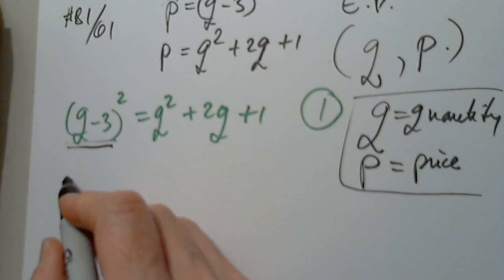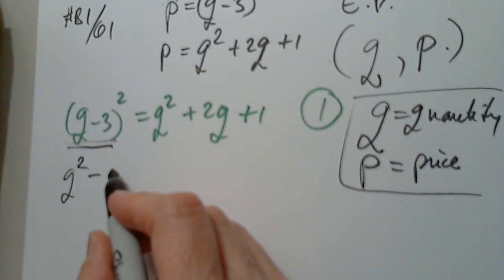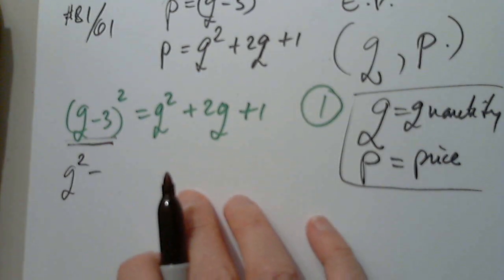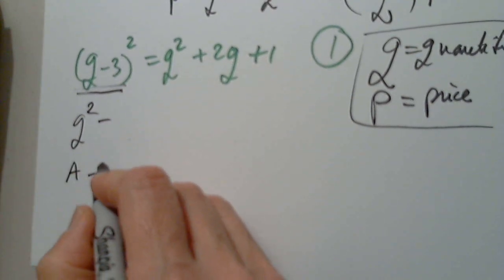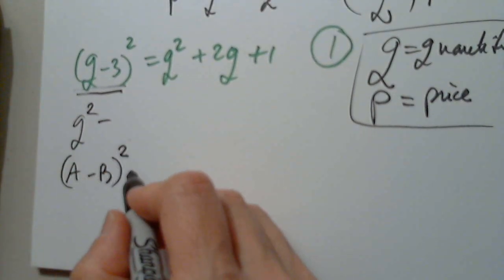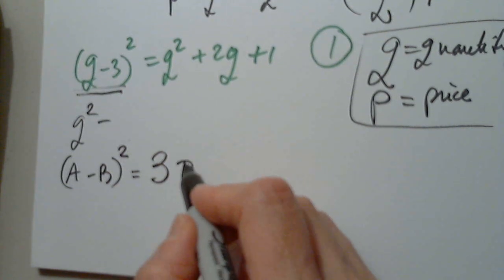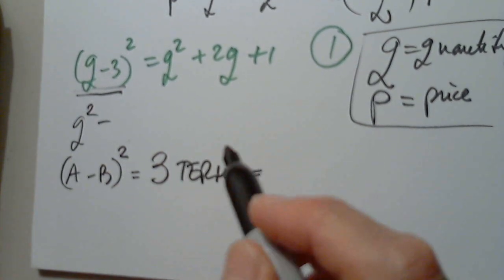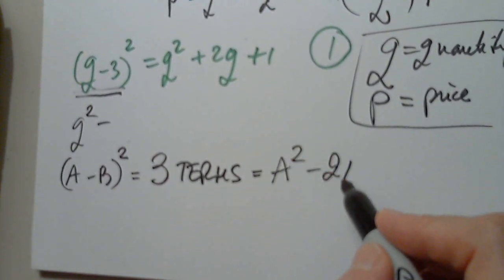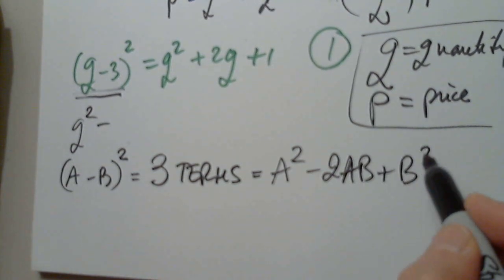Q squared plus 9. Okay, so I guess we have to talk about this. Minus A minus B squared, yes, is 3 terms. Oh, I'm sorry. That's okay. So it's A squared minus 2AB plus B squared.